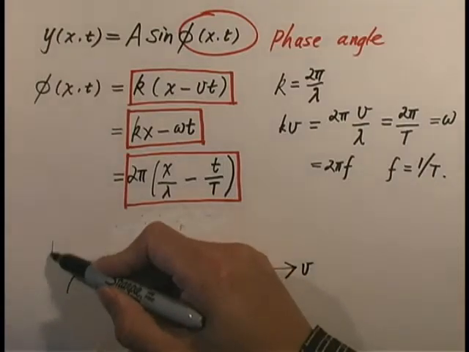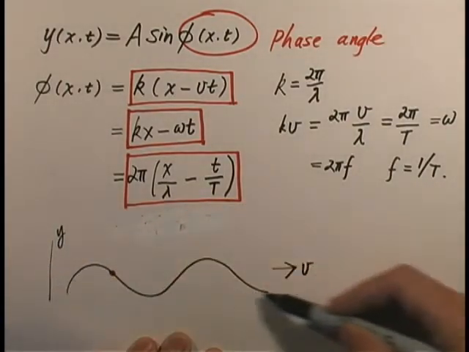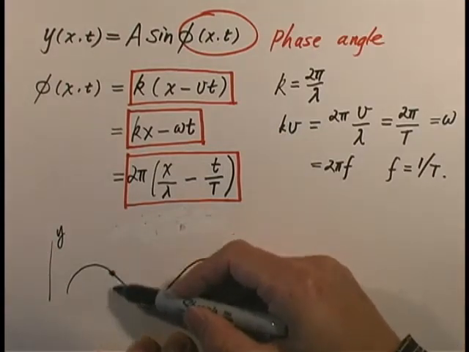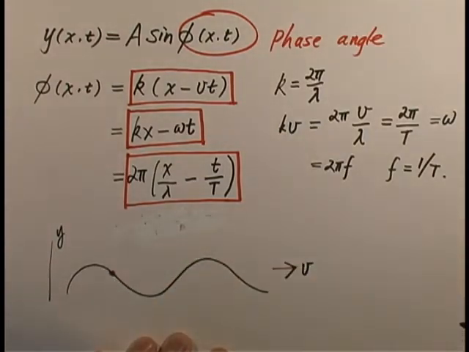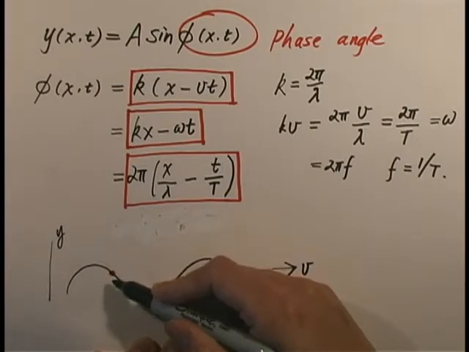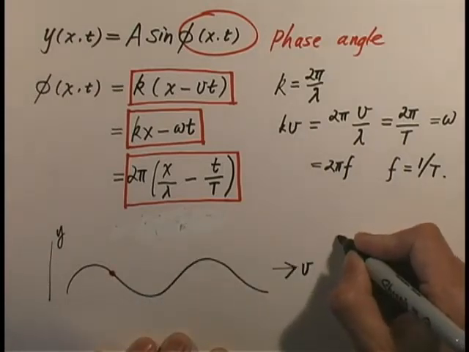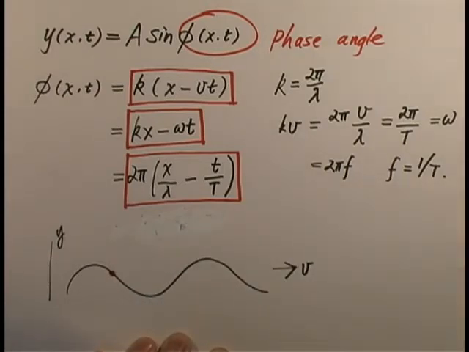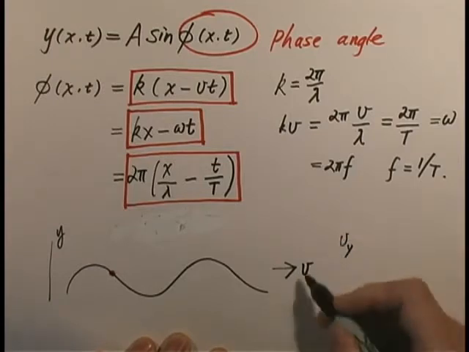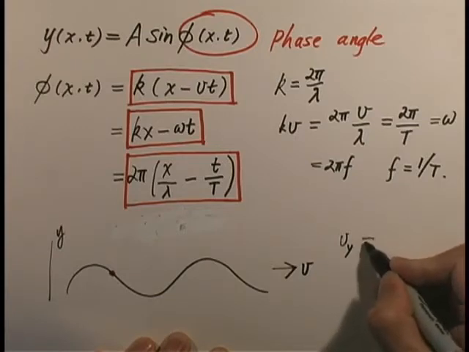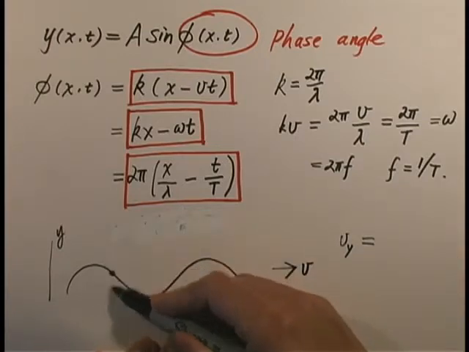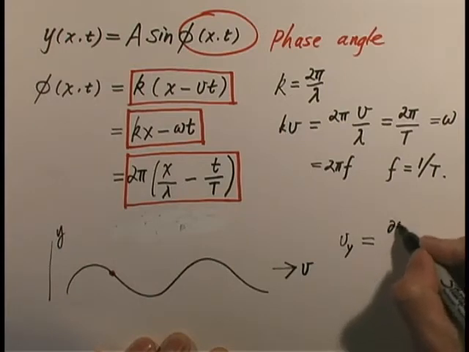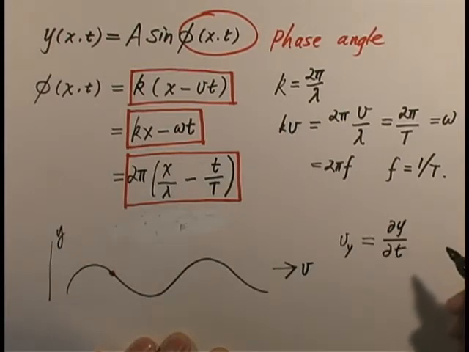This coordinate is the y coordinate, right? This is the x coordinate. So as the particle goes up and down, its y coordinate changes. Therefore, the velocity of the particle going up and down, we call it Vy, just to distinguish it from this V. This V is the speed of the wave propagation. Vy tells you how fast the y coordinate of this particle changes over time. So that really is partial y, partial t. That's how we define it.